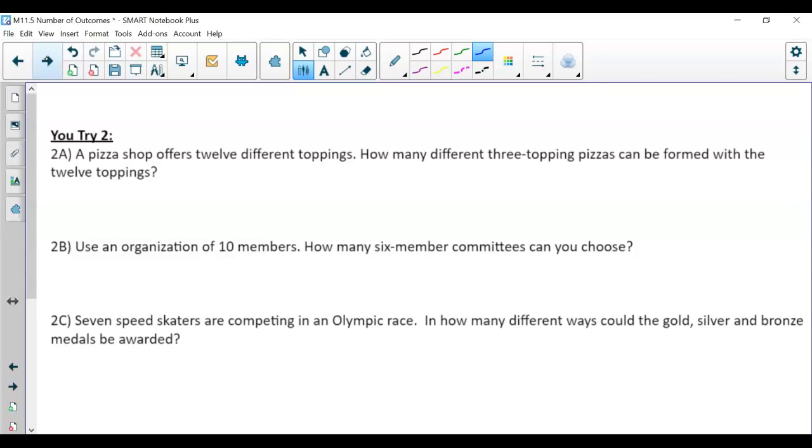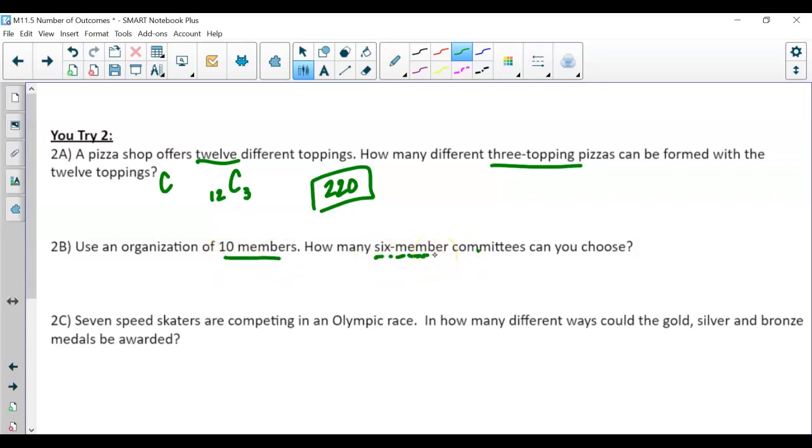So go ahead and pause the video now and try these on your own. So here in the first one, you should have seen that this is just creating, out of the 12, just a 3 topping pizza. That's it. So this is a combination problem. So you had the 12, but then 3 here. So you should have gotten 220 different ways.